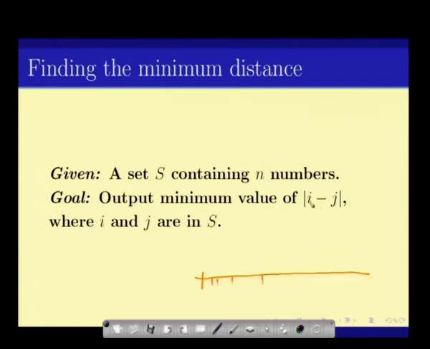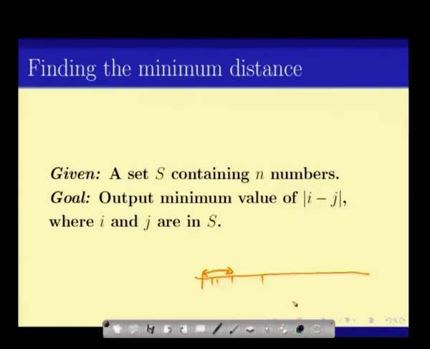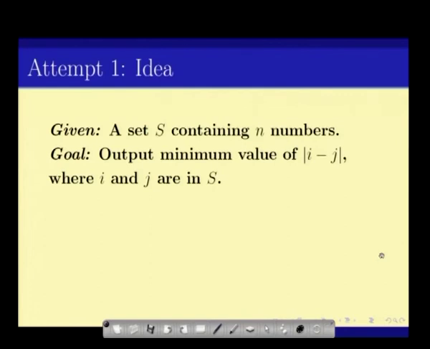These numbers can be thought of as just the distance from the y axis or 0 coordinate. Once we are given that, the problem is basically to find two points which are closest to each other. So, how did we try to solve it?